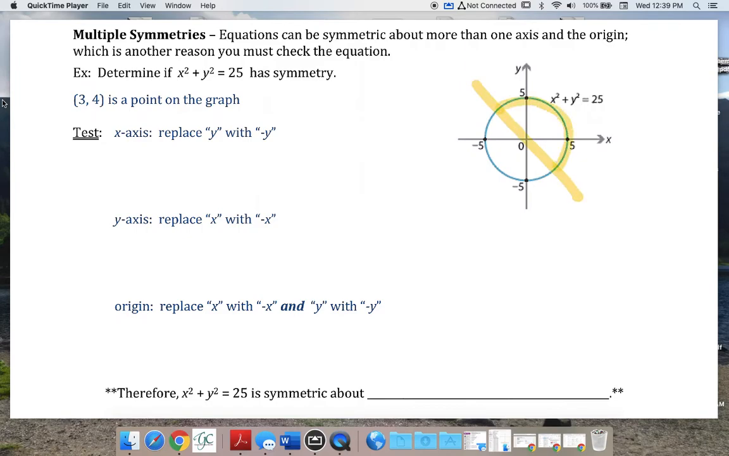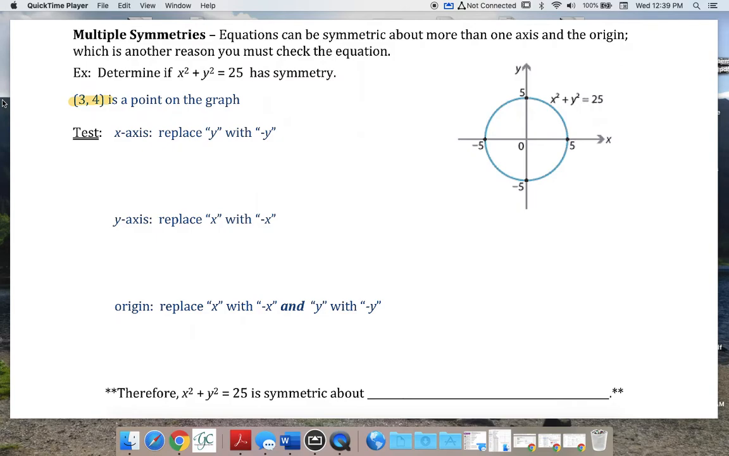And then across the origin, again, we can see that same curve on each side of the origin. So really we're expecting all three of these tests to give us true statements, because from the graph it looks like a circle does have all three kinds of symmetry. So they've given us a point off of this graph, 3, 4. So we're going to use that example point from our graph here to check for our three different kinds of symmetry.